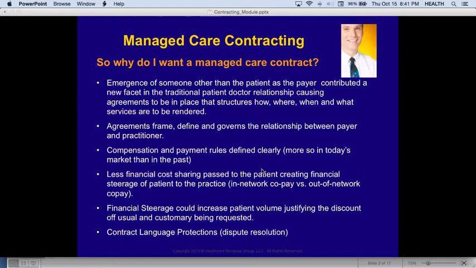We're going to look at reasons to have a contract, which are going to include: you're going to know what's going on. You're going to have the ability to dispute items. You're going to have guidelines. You're going to know when you're going to get paid. You're going to know the rules of how to play with that carrier so that you can get paid.